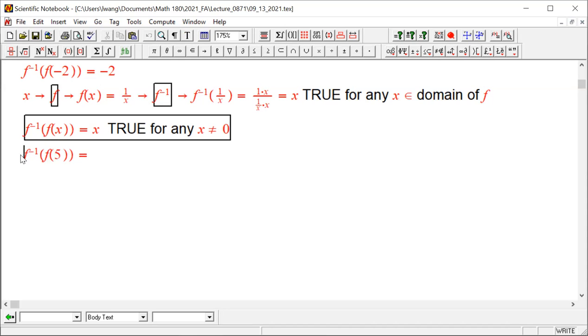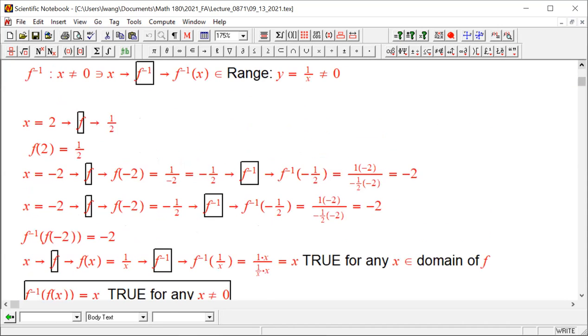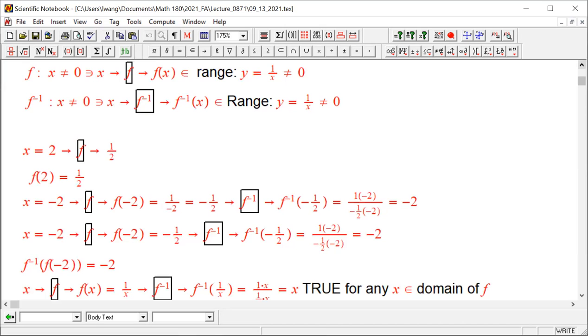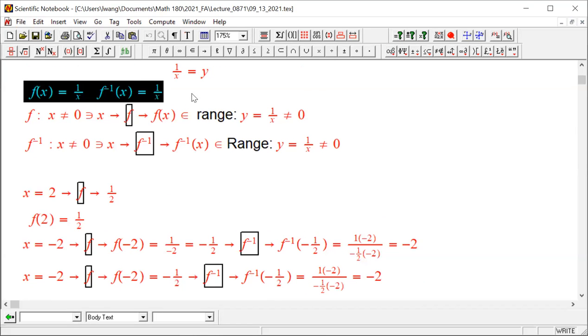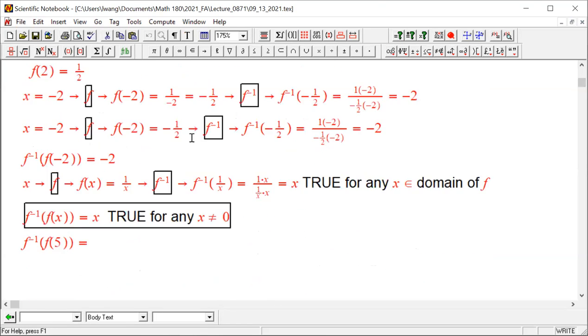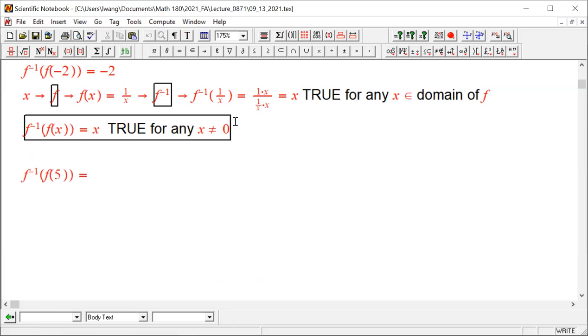So I'm going to show you the example. If anybody has any questions, please don't hesitate to ask. Okay, so here is an example.